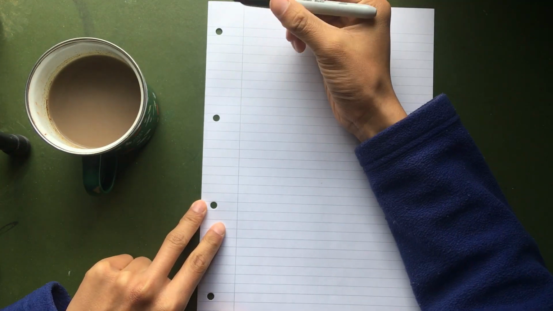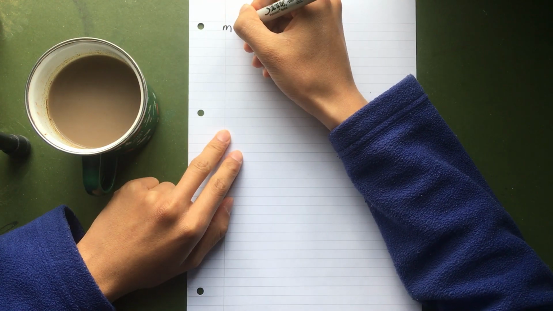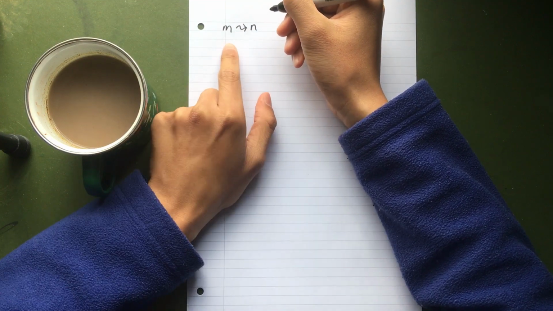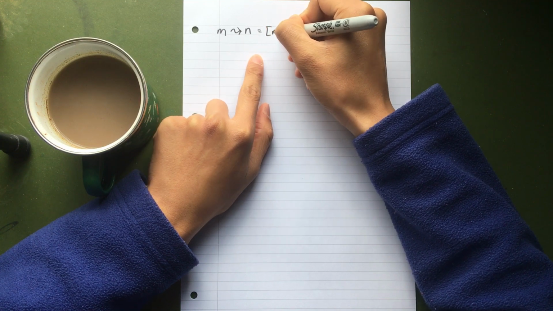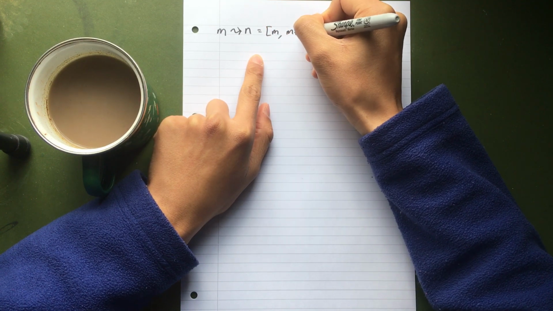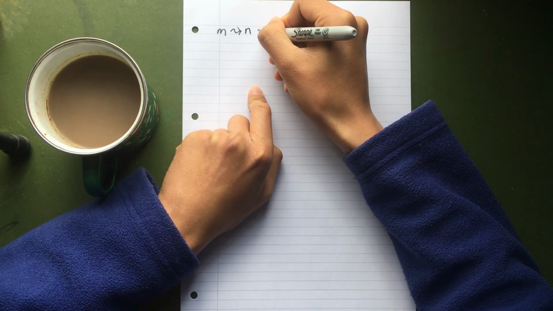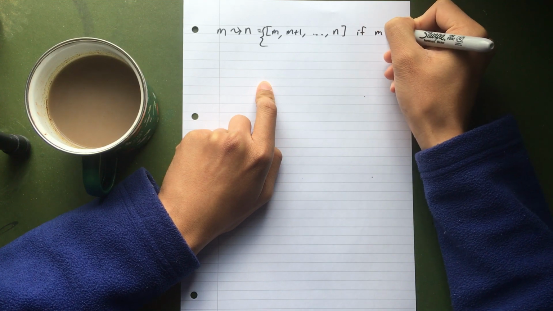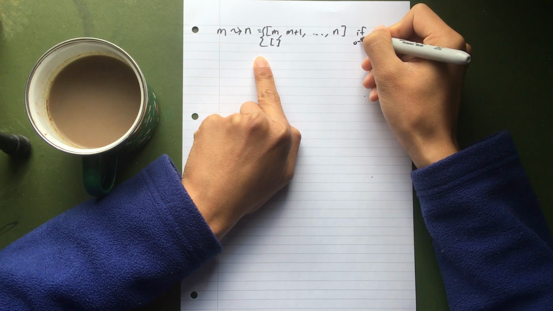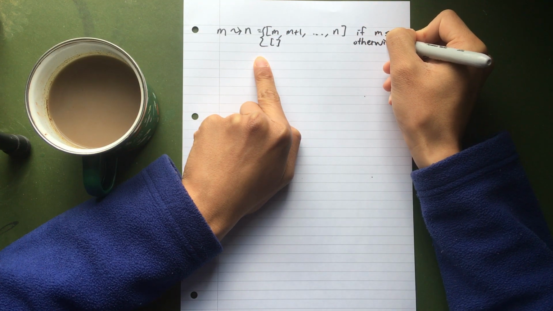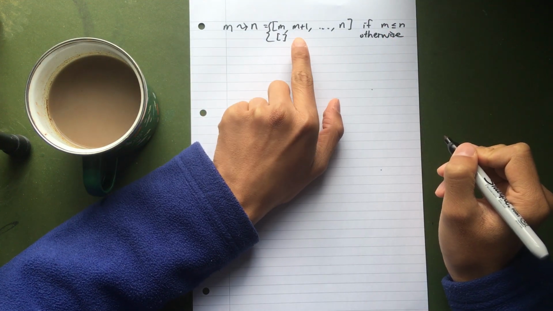Here's a cooler example. Not saying the other ones weren't cool, but this one's cooler. So I'm going to define a function m to n that gives us a list of natural numbers from m to n. And that's going to be if m is less than or equal to n. And it's going to give us the empty list otherwise. So I'm going to write this as an unfold to lists.